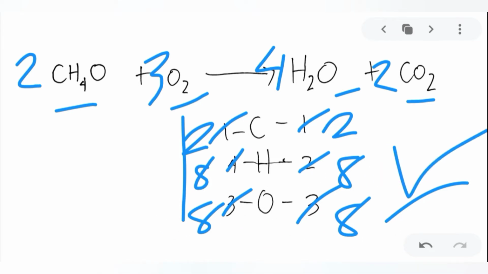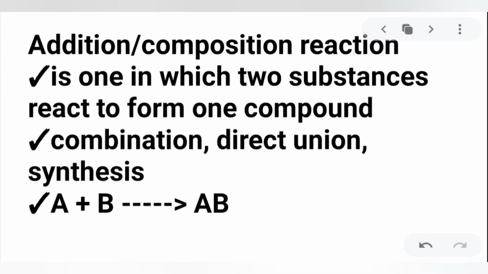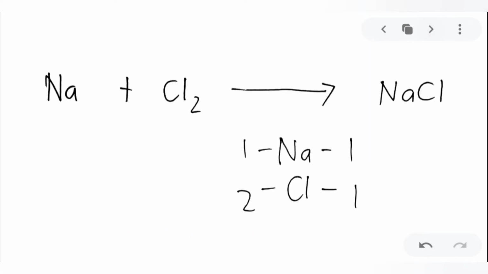So let's check. So let us proceed to another type of chemical reaction. We have here the addition or composition reaction, which we can define as one in which 2 substances react to form 1 compound. This is also known as combination, direct union, or synthesis reaction. The general form of this reaction is A plus B, and that will yield an AB, wherein the A and B can be an element or a compound. For example, I have here the reaction of sodium with chlorine gas, and it will yield sodium chloride.